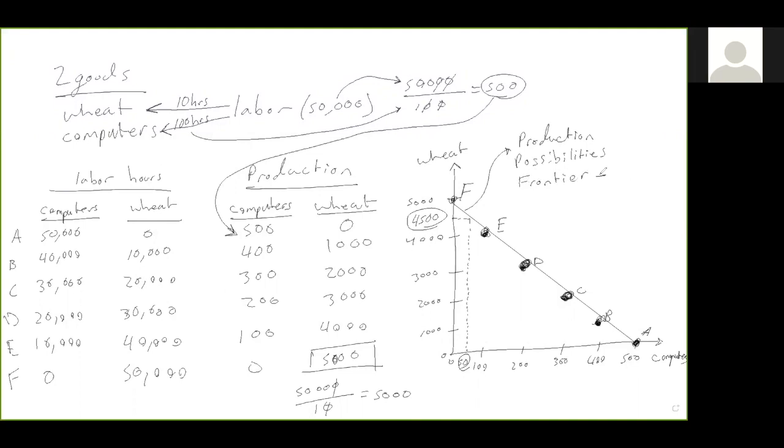And as we just said, it's all combinations of two goods that an economy can produce.